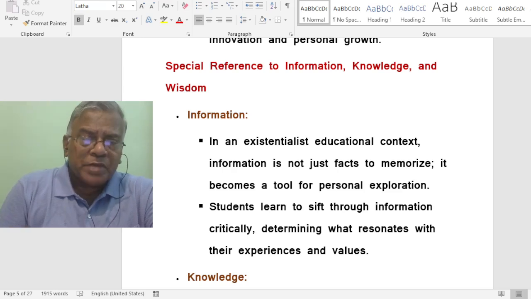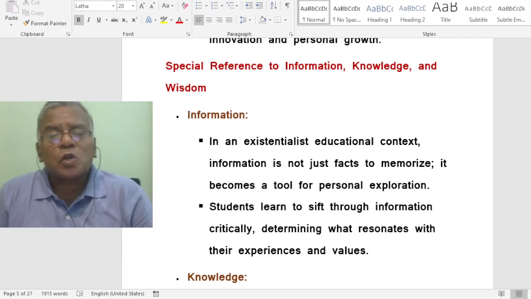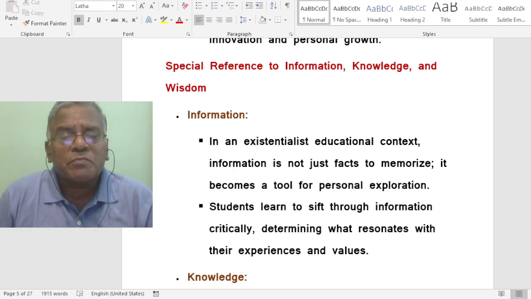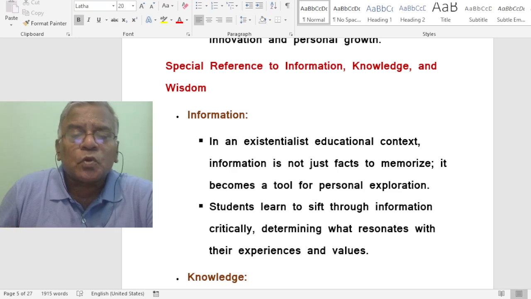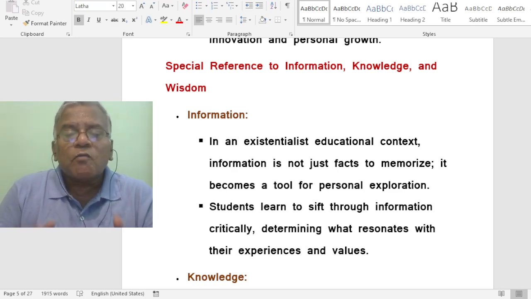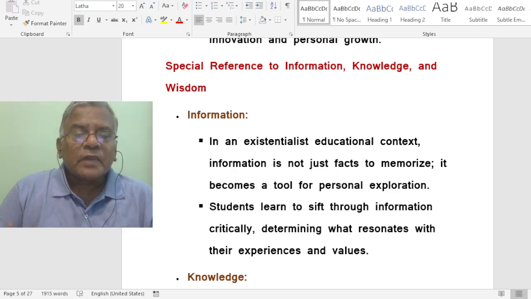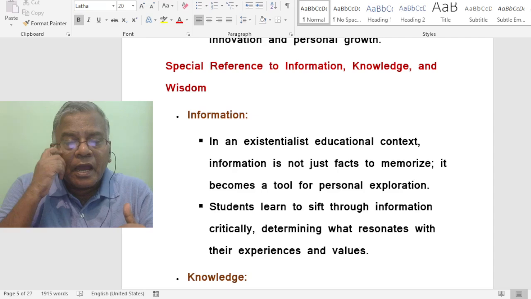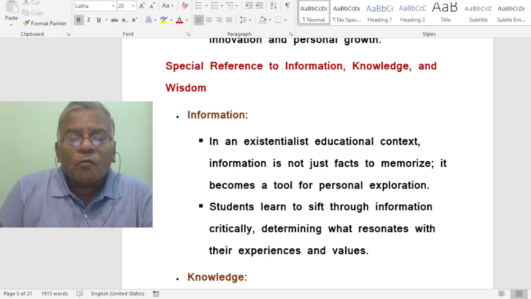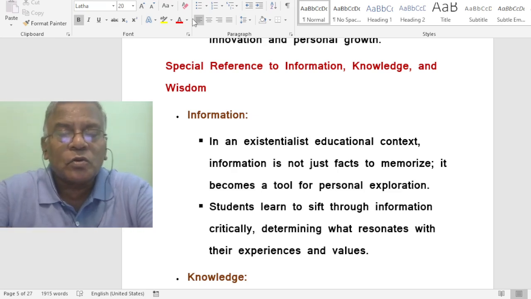How do they view information? Existentialists, how do they view information? In an existentialist educational context, information is not just facts to memorize, it becomes a tool for personal exploration. Students learn to sift through information critically, determining what resonates with their experiences and values. This is information. Students learn to reflect on the information critically and decide what gives them wisdom through their experiences and values. That is the understanding of information with regard to existentialism.